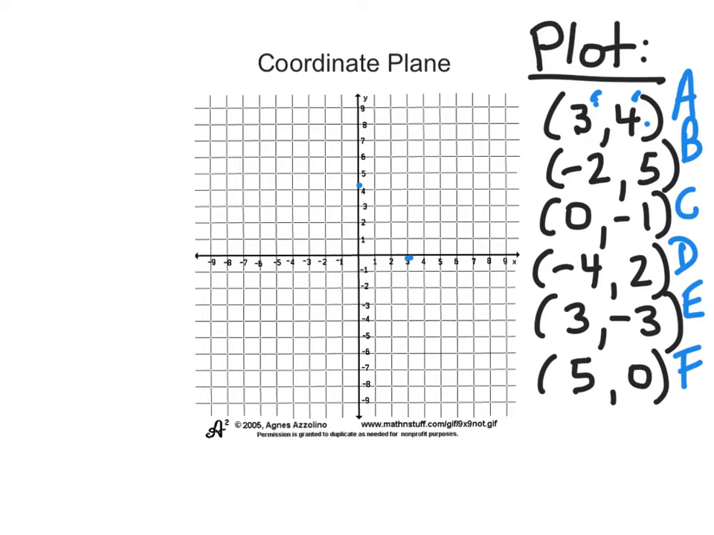So where those two values would intersect, where they would meet, if I follow this line up and that line over, this ordered pair would be plotted right there. That's the value where x is equal to 3 and at the same time y is equal to 4. So that would be point A.